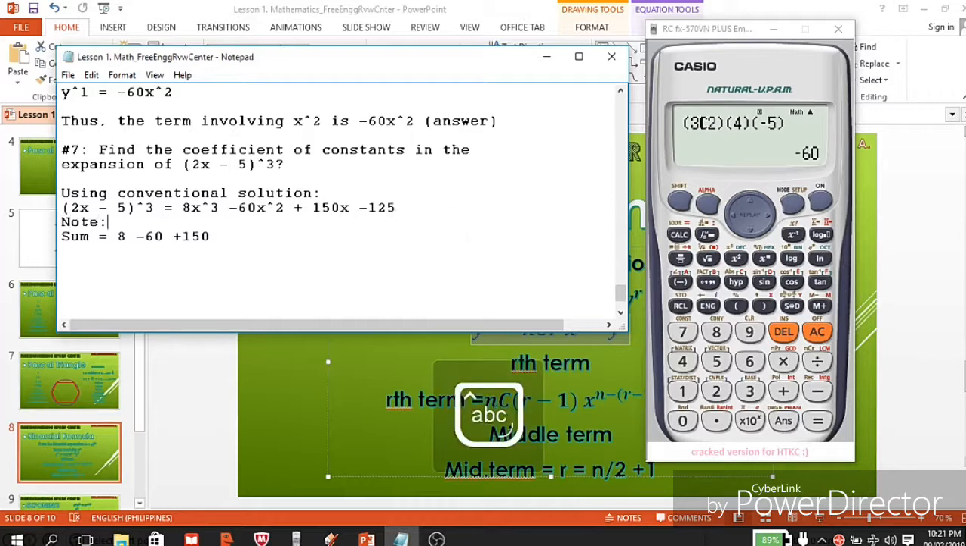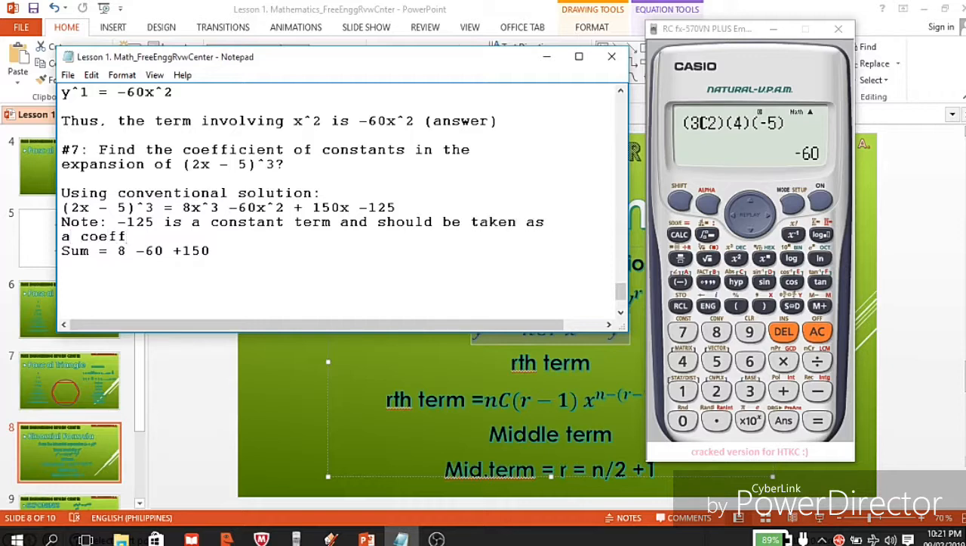Note that negative 125 is constant term, and should not be taken as coefficient, because its coefficient is equal to 1. So what I'm going to do now is just to take 8, negative 60, and 150, and that is equal to 90. So 8 minus 60 plus 150. Therefore we get 98.